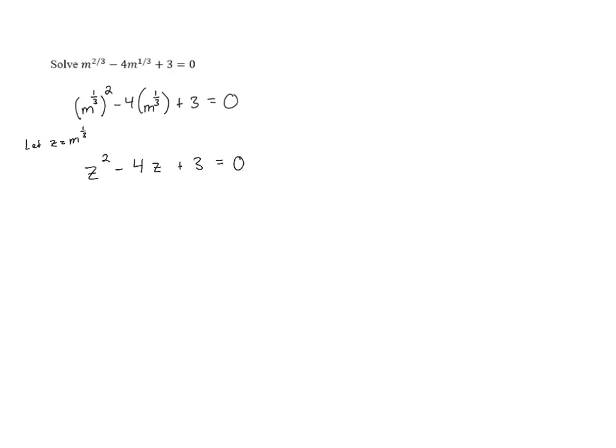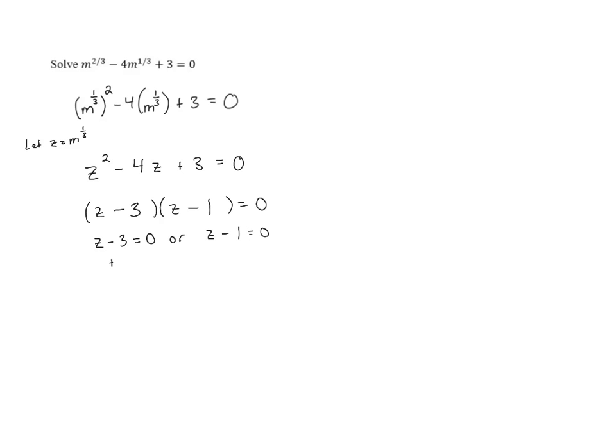And we now have a quadratic equation that we can solve by factoring. When we factor, we need to find two numbers that have a product of 3 and a sum of -4. Those numbers are -3 and -1. So this factors into z minus 3 times z minus 1 equals 0. We can use the zero factor property to set each factor equal to 0. This gives us z minus 3 equals 0, or z minus 1 equals 0.